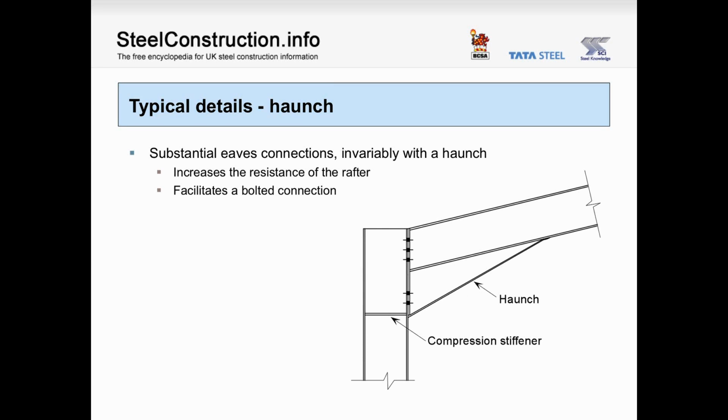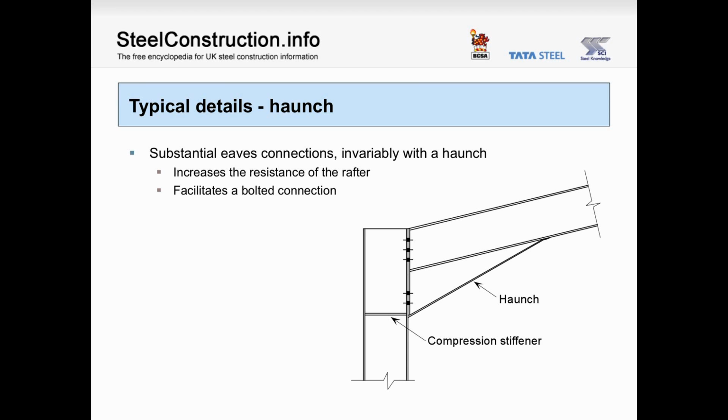The rafters in a portal frame are always haunched, and the haunch does a very important job. First of all, it reinforces the rafter in the area of a high bending moment. So the length of the haunch is chosen so that the bending moment at the sharp end of the haunch is approximately equal to the bending moment adjacent to the apex. And this means that we can choose a lightweight rafter which is working very hard over its entire length.